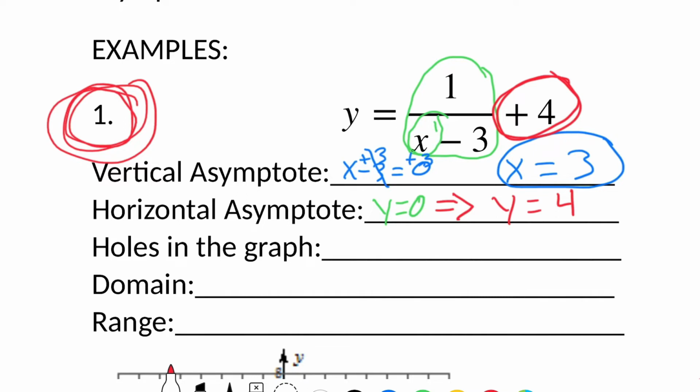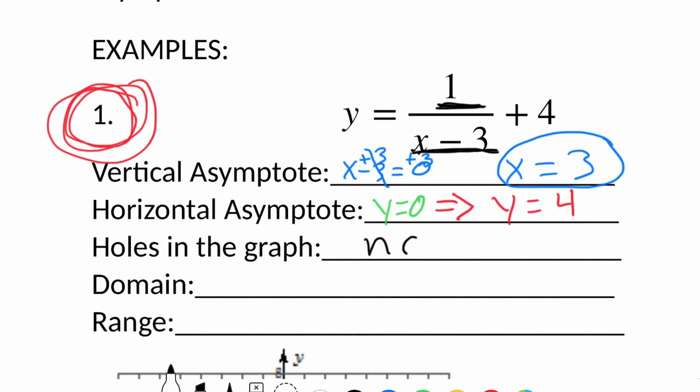And then we get into the holes. So the holes relate to if there is any common factors in the numerator and denominator. Is there any common factors between 1 and x minus 3 that are the same? No. One has just a number 1, the other one has x minus 3. If there's no common factors, you put none.